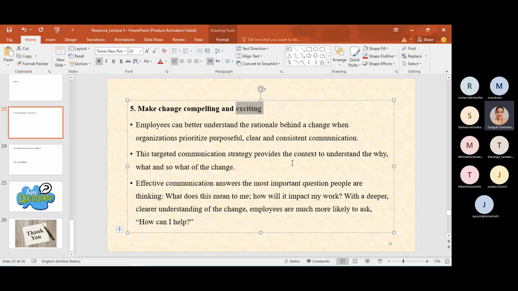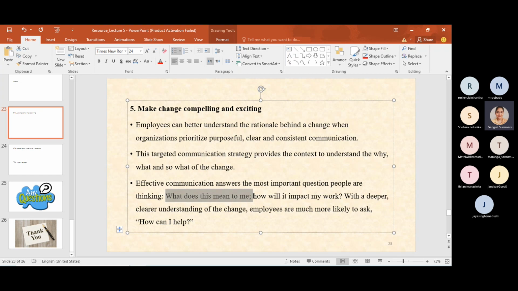Okay, so you can communicate the advantages, or the benefits or the good things that your employees get as a result of this change. Okay, you can communicate this information to your employees so they will find the change exciting. Okay, so yeah, so effective communication answers the most important question people are thinking. Okay, so once you communicate the advantages or the good things that they get as a result of this change, the employees will ask these questions of themselves.